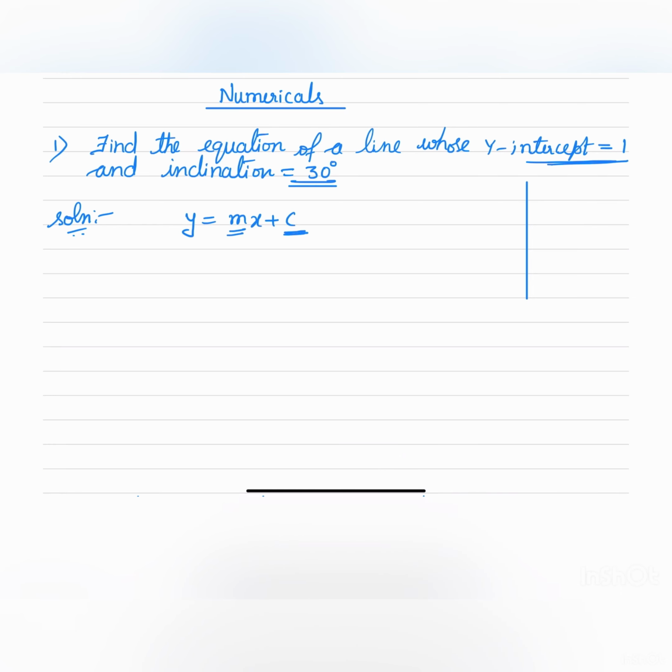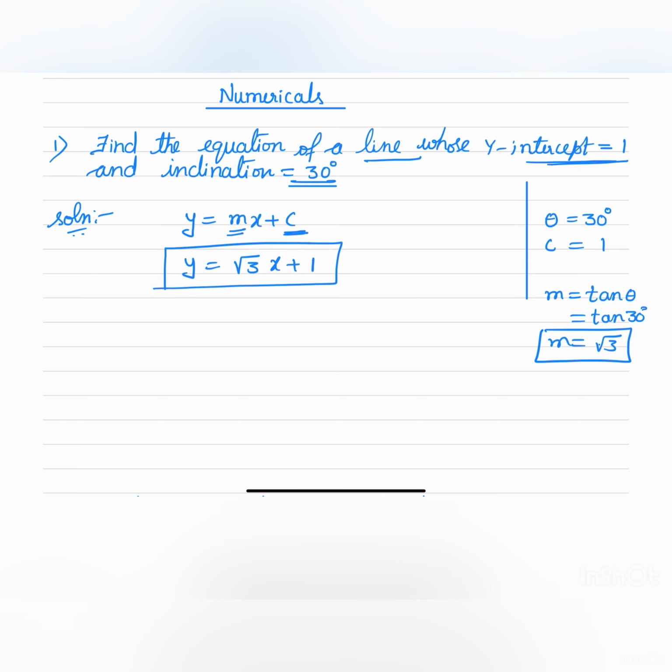What is this m? We know m is nothing but the slope, and the formula for the slope is m is equal to tan theta. Since they have given theta is equal to 30 degrees and c is 1, we have to find the equation of the line. So m is equal to tan 30 degrees, that is 1 by root 3. Let us substitute those in the equation. y is equal to root 3 x plus 1. So this is the required equation.